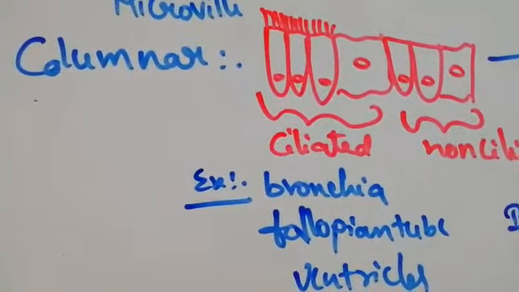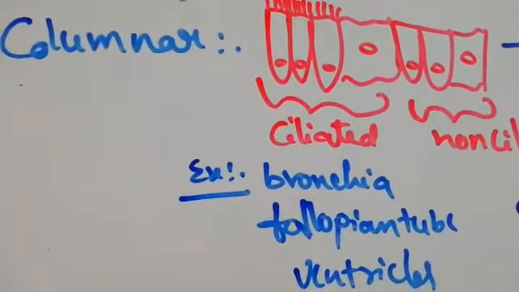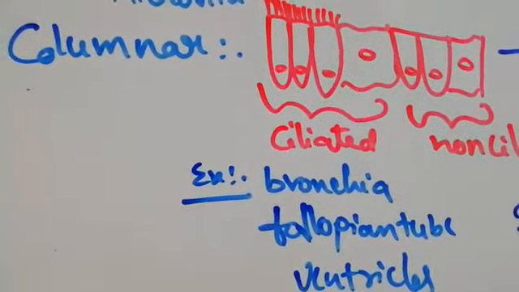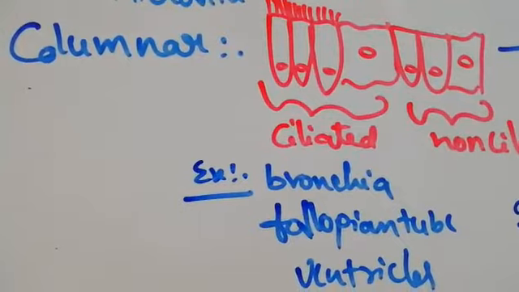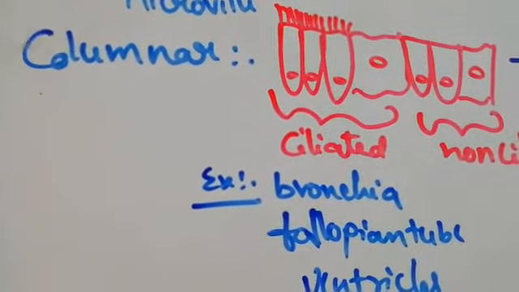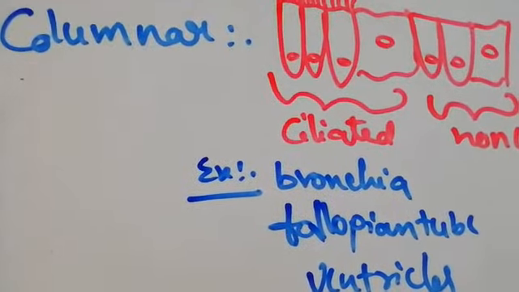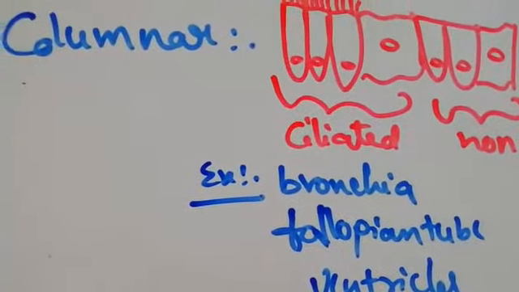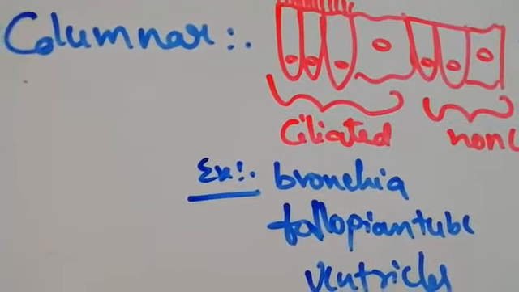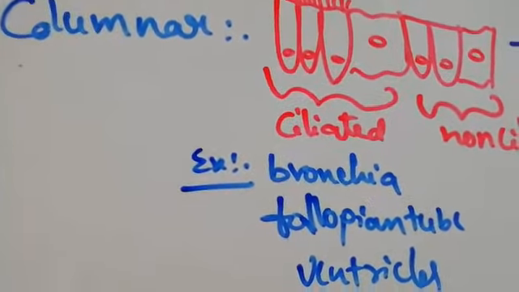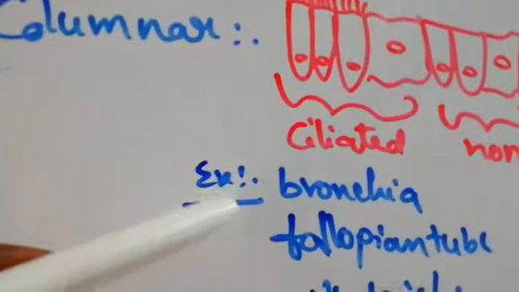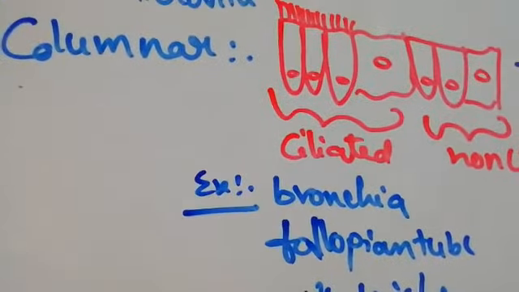And in the fallopian tube, they push the ovum to undergo fertilization. And in the ventricles of the brain, they flip the cerebrospinal fluid with their hair to push that cerebrospinal fluid through the ventricles. So ciliated is present in bronchi, fallopian tube and ventricles.